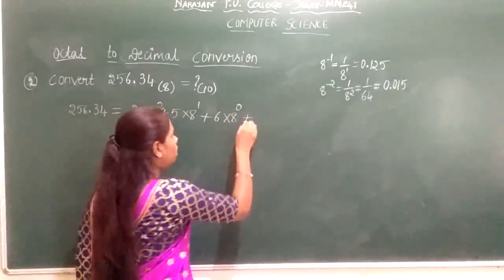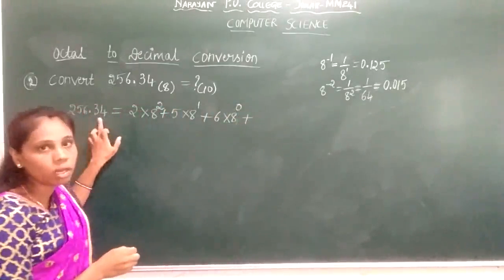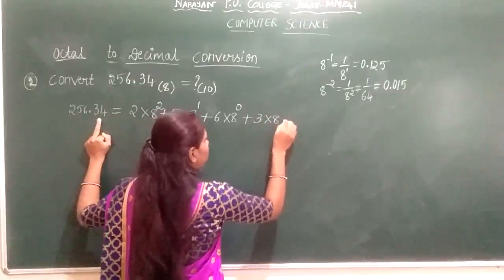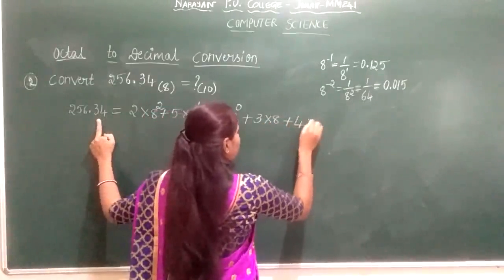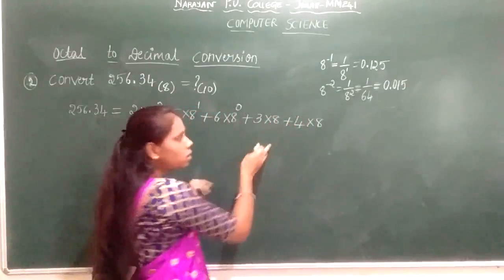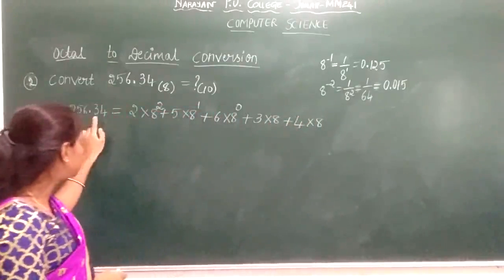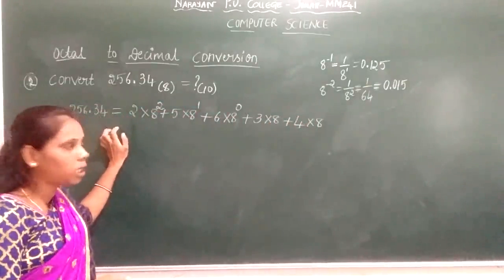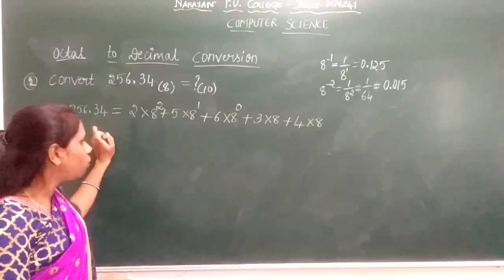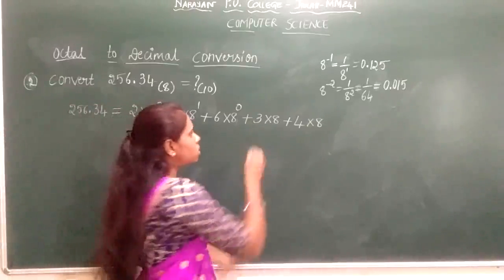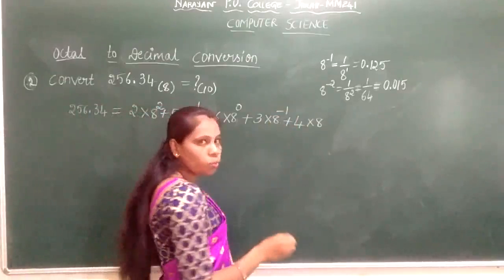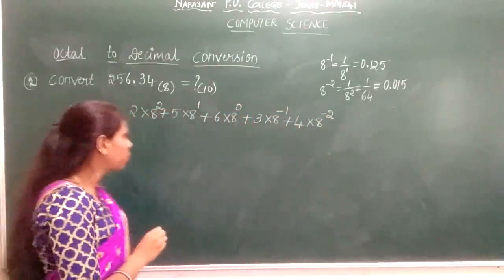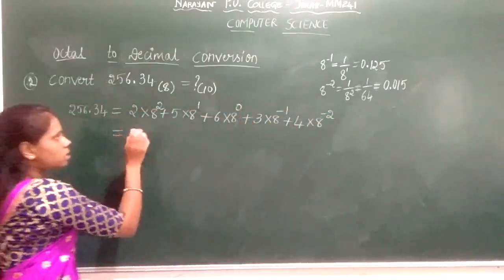Next, after the decimal point you have 3 and 4. For this you have 3 into 8 plus 4 into 8. See, after the decimal point you should write the positional values with the negative sign. That is for 3 and 4. For 3 into 8 you need to mention -1 and for this you need to mention -2. Now expand these terms.